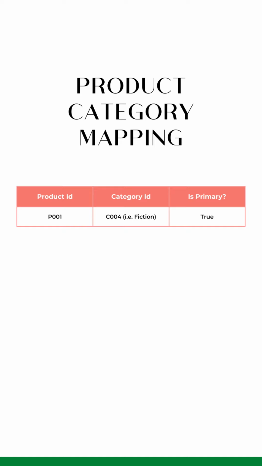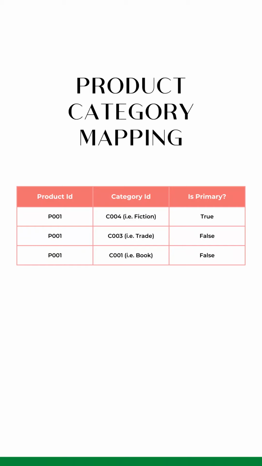And since we know that the parent of fiction is trade and the parent of trade is books, then P001 is assumed to belong to trade and books category as well. Or does the product category mapping table store mapping for all possible categories including parents, like this, where P001 is mapped to C004 fiction but also to the categories for trade and books separately? With either of those kinds of mapping, you should be able to extract the information you want. So the exact mapping does not matter, but you will need to know what kind of mapping there is.